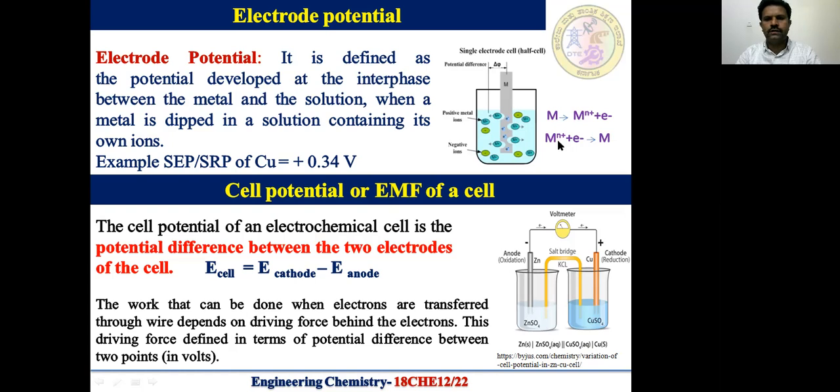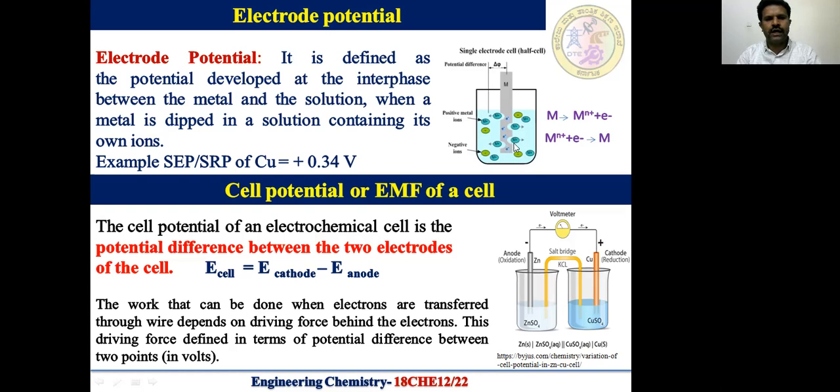So due to this simultaneous oxidation and reduction reaction, the potential will develop at the interface between the metal and the solution. Hence, the electrode potential is defined as the potential developed at the interface between the metal and the solution when a metal is dipped in solution containing its own ions.